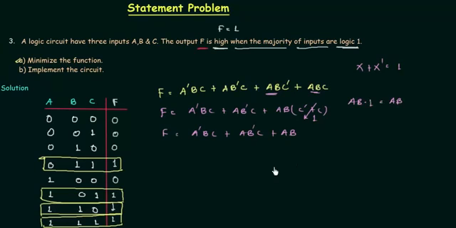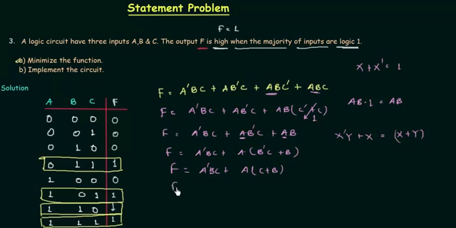Now we will take A common from the last 2 terms and we will have B complement C or B in the bracket. If you remember the distributive law, X complement Y or X is equal to X or Y. This is very simple. So in this case we will have A and C or B. I will open this bracket by using the distributive law and we will have A B or A C.